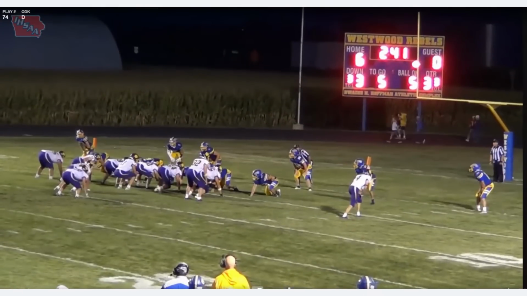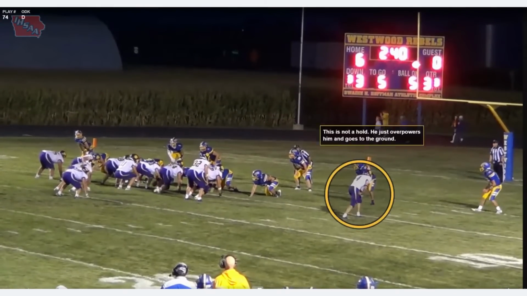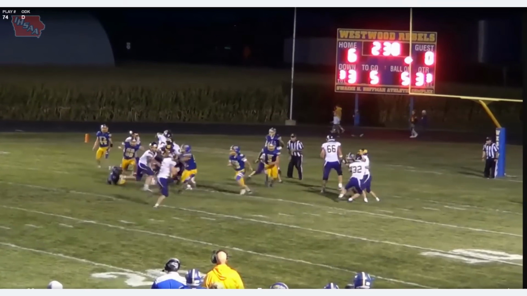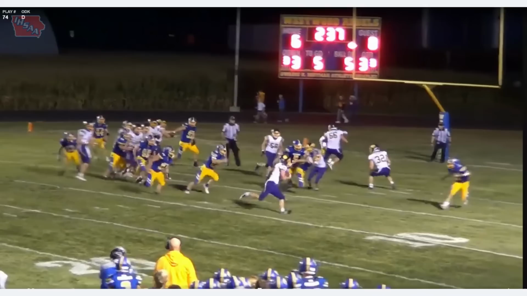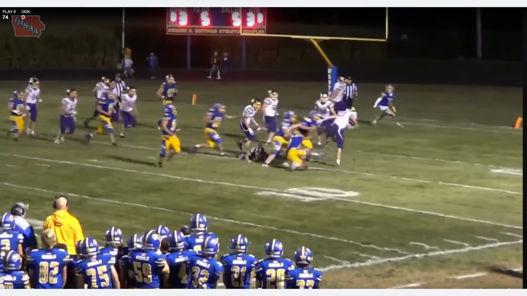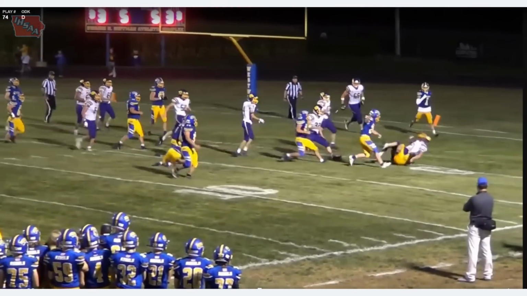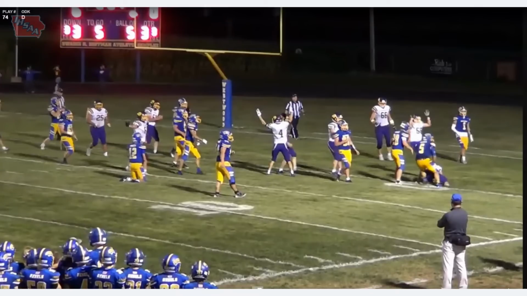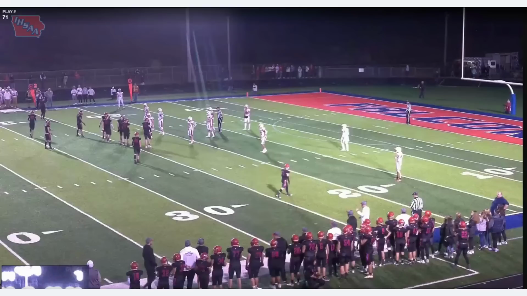Let's go back mechanically and take a look at a couple things here. Back judge, we're in good position. No need to move. Back judge, just stay right there. Don't move at all. Just watch the blocks. And hopefully we were at the goal line with our line judge before he reached the goal line.